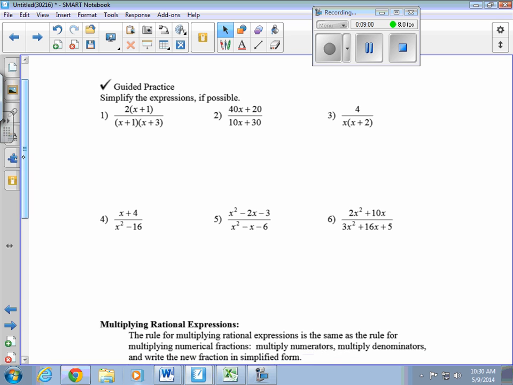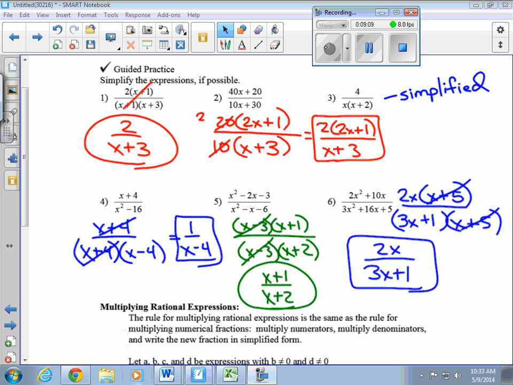All right, so if you want to, go ahead and try these examples. You can pause the video and hit play when you're ready. And here, excuse me, here are the solutions to those 6 guided practice problems.